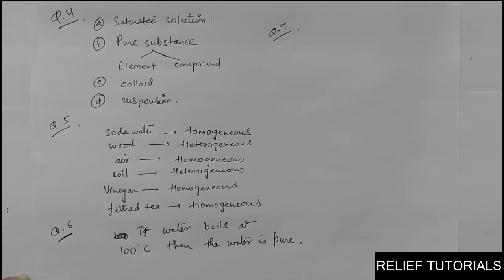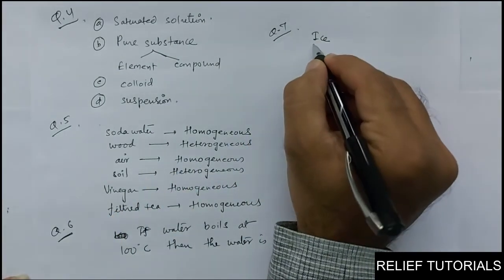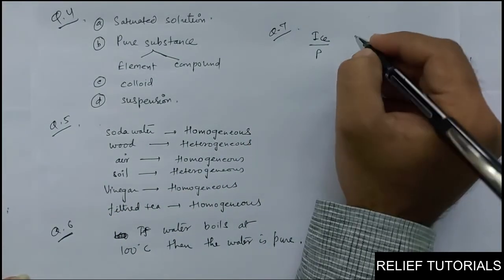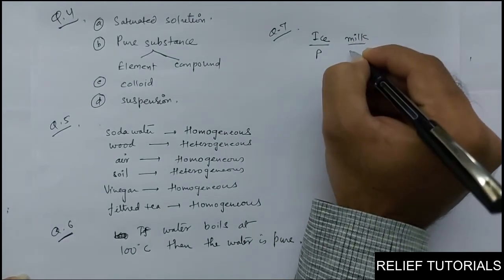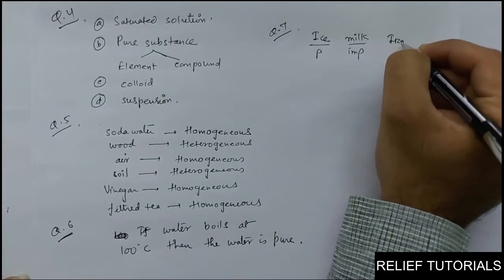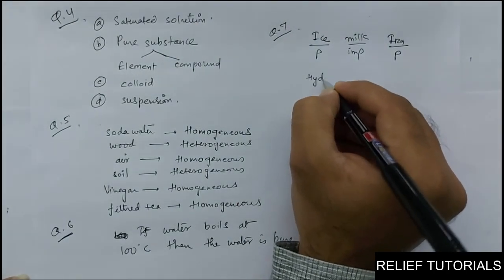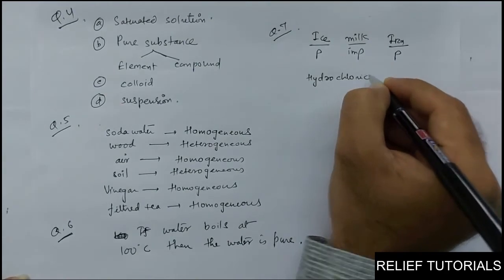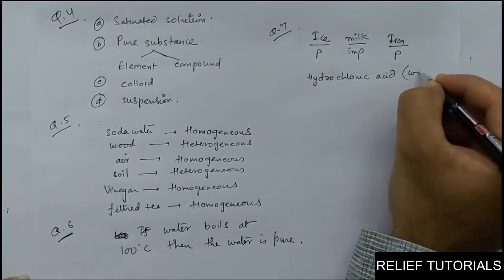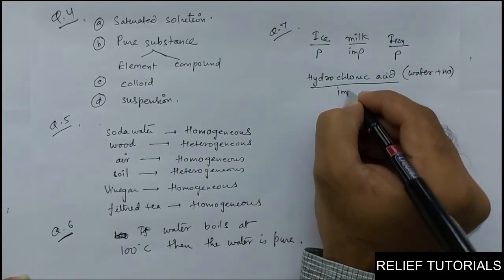Question number 7. Which of the following materials fall in the category of pure substance? First one is ice. Ice is the solid form of water, so it's pure only. Then milk. Milk is a mixture, so it is impure. Iron particles is an element, so it is pure. Hydrochloric acid. For your information, hydrochloric acid is a mixture of water plus HCl, so it is not pure, it is impure.